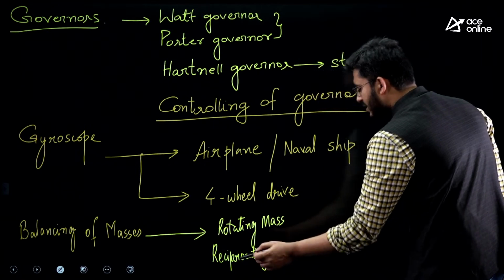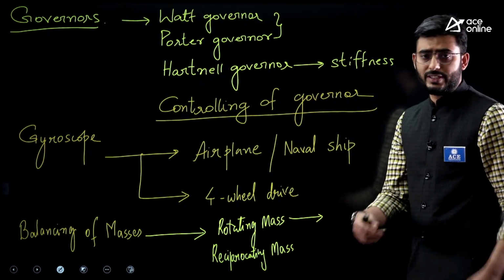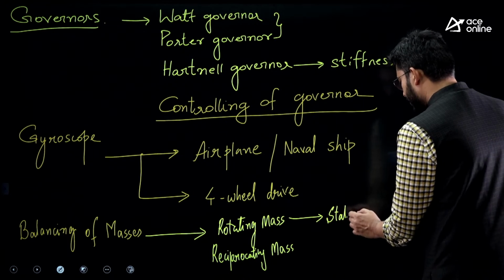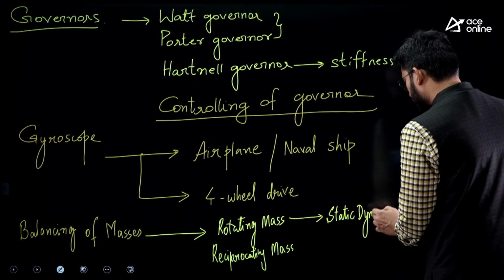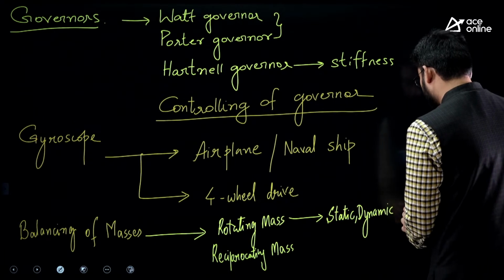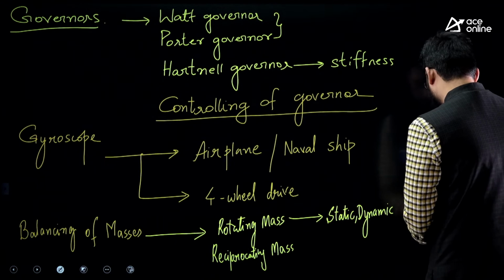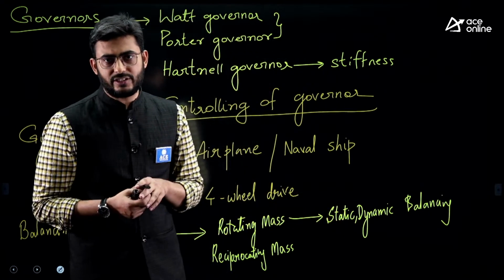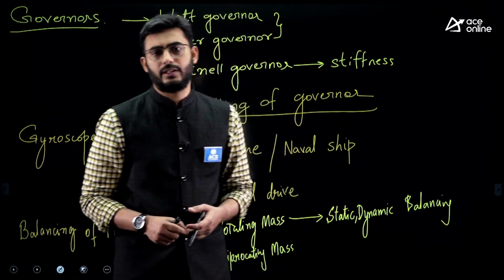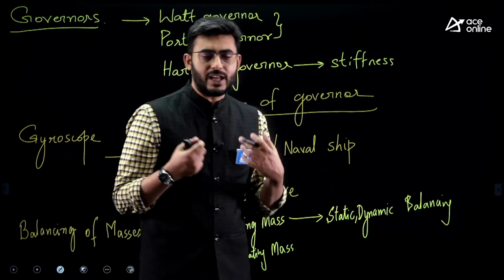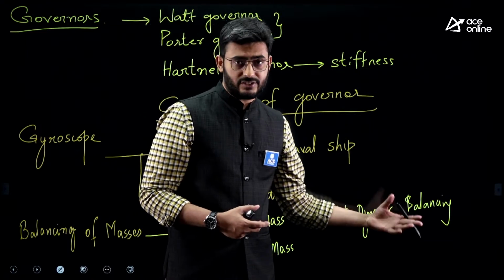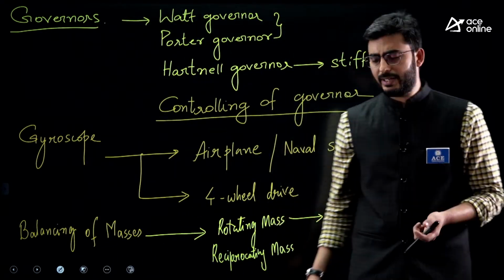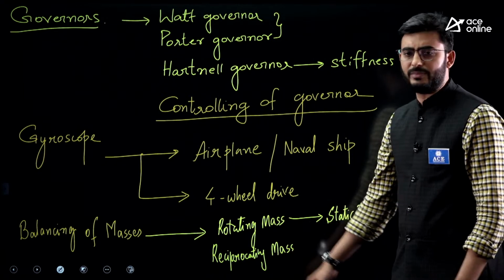In rotating mass, again, you will be studying static balancing and dynamic balancing. In static balancing, you will try to predict that there will be no unbalanced forces acting on the system. Whereas in dynamic balancing, you will be able to calculate whether there is an unbalanced force or unbalanced couple exerted on the given system or not. That will be done in dynamic balancing. Similarly, reciprocating masses is there, but very few questions were asked from this chapter.